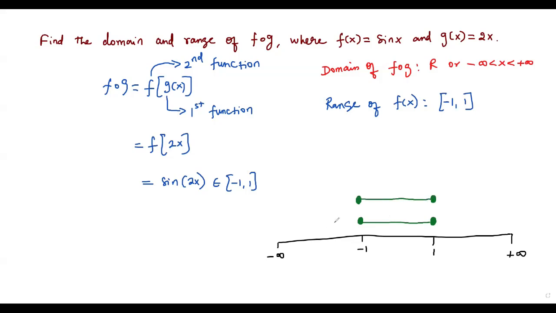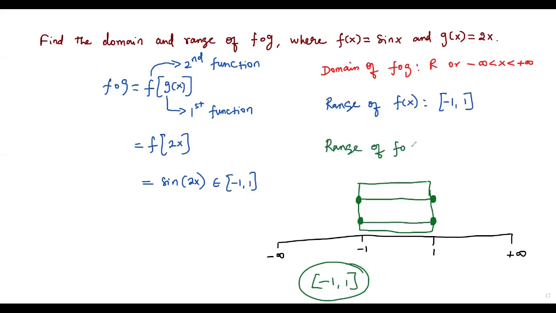Now, to get the range of the composite function f dot g, I have to find the common region of the two graphs. The common region is clearly this part. So the common region of the two graphs gives the range of the composite function. The common region of these two graphs is -1 to +1. So this is the range of the given composite function. Now let me write it over here. The range of the composite function f dot g in interval notation is [-1, +1], or it can be written as -1 less than or equal to y less than or equal to 1. Usually we use the variable y to represent the range.